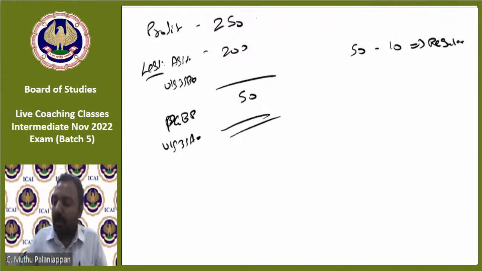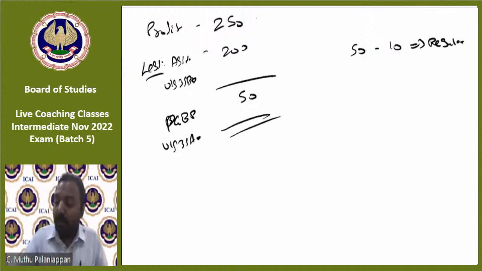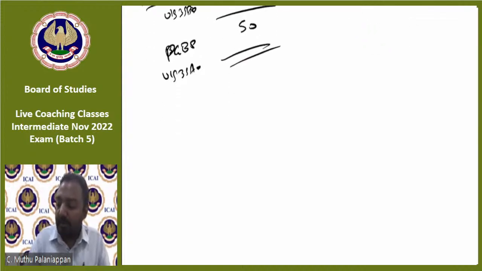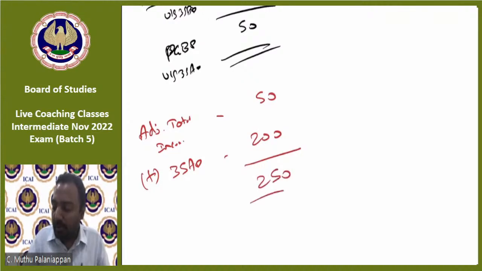Okay, this is the regular provision. Now, what does the income tax say? It says, what will be your income tax if you are not claiming this? So they're asking us to compute adjusted total income. Adjusted total income will be 50 plus 35 AD benefit, which is 200. Correct? So my actual profit will be 250. Under adjusted total income, my adjusted total income will be 250.